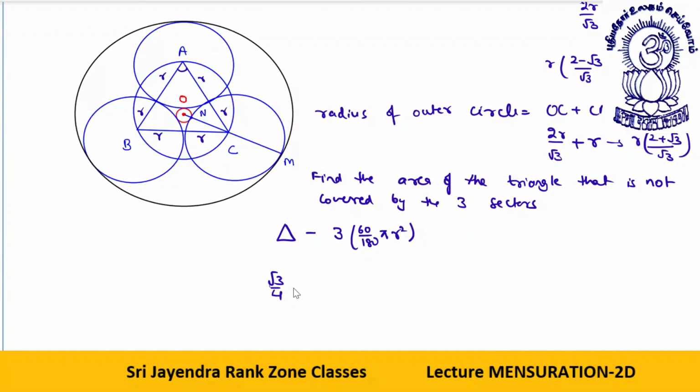What is the side of the triangle? Side of the triangle is 2r. 2r square minus half into pi r square, or this becomes what? Root 3 r square minus half pi r square. This you can calculate as r square root 3 minus pi by 2. Clear to all of you? Okay, dear students. Fine.